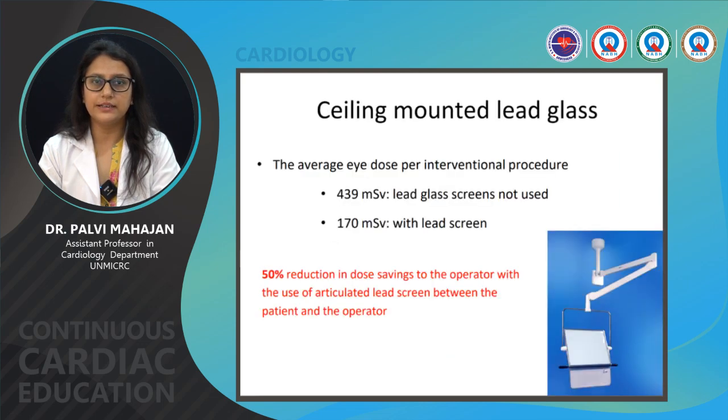Ceiling mounted lead glass. The average eye dose per interventional procedure with the lead screen is 170 microsievert. However, without the lead glass screen, we are exposed to 439 microsievert. So there is almost a 50% reduction in dose if you are using a proper ceiling mounted lead glass.